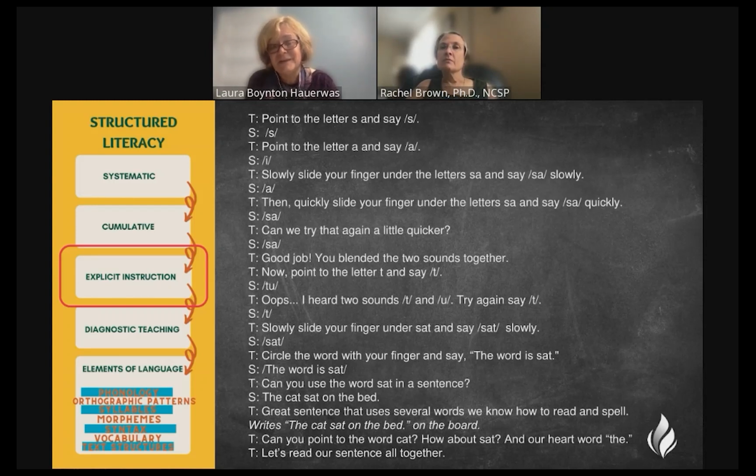Just going to take a moment to let you read the screen. I'm not going to read it to you, just to give you a little bit of a glimpse of what a dialogue might be between a teacher, T, and a student, S.